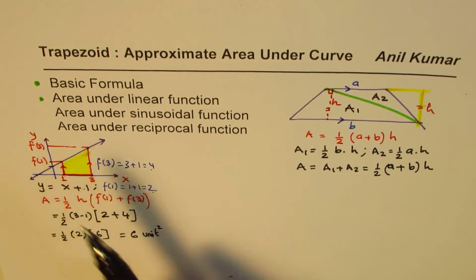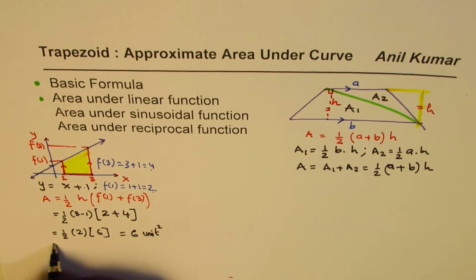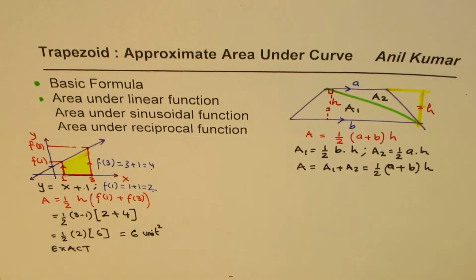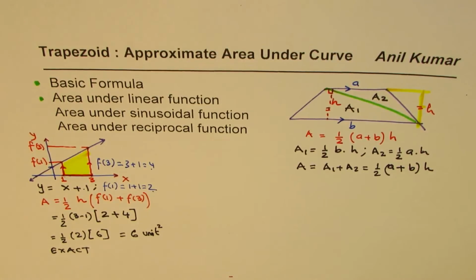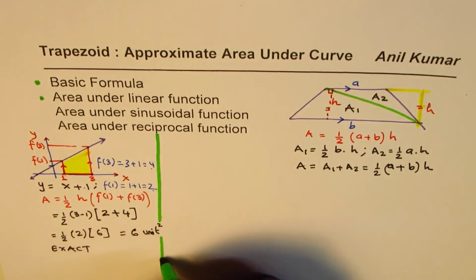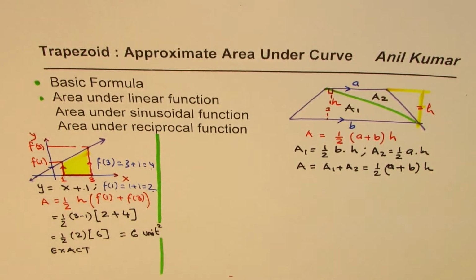What you see here is perfect. It is the exact area, and it matches the area we're talking about. That really happens because we are working with a function which is linear. In the case of a linear function, calculating area is not a big deal, so, as expected, we got a perfect result.